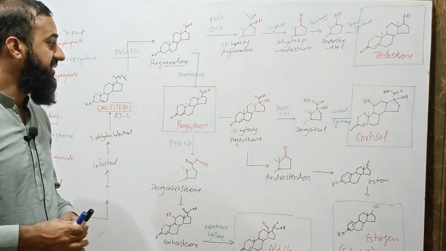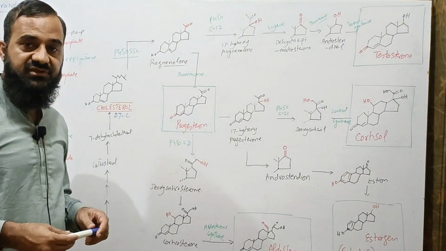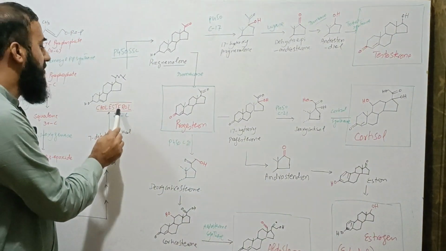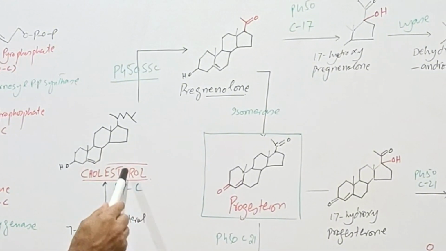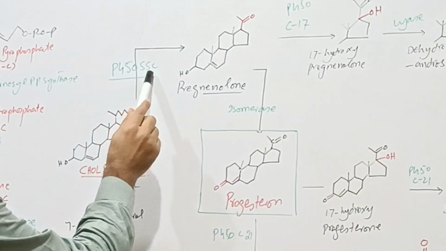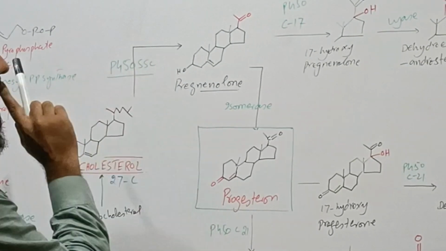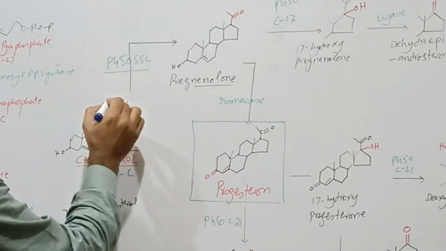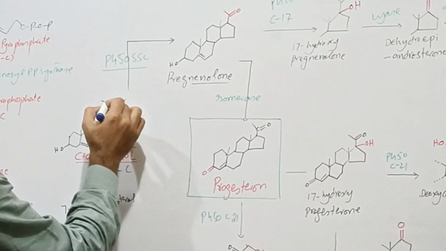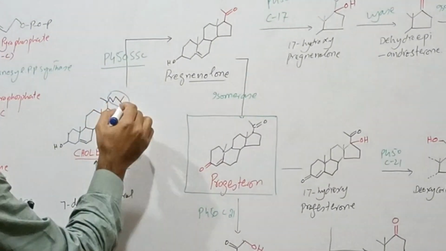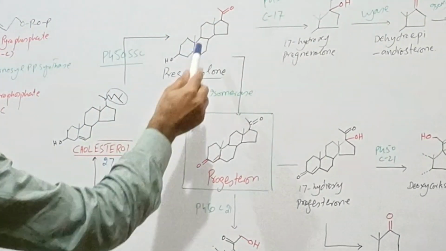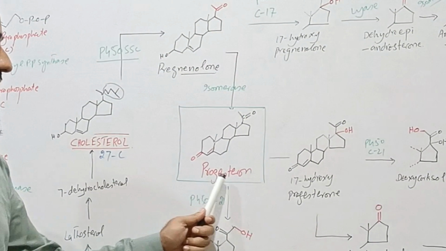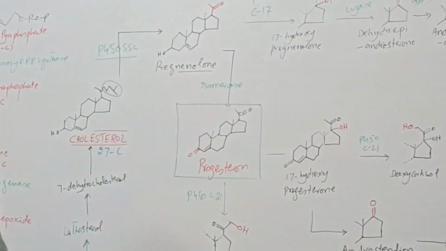Now let us discuss how other steroidal hormones are prepared. First of all, let's see how progesterone is formed. Cholesterol enters into the mitochondria, and in the presence of the P450SCC complex, it is converted into pregnenolone. So what changes occur? This carbon undergoes oxidation and this chain is removed and we get this structure. This isomerizes into progesterone. So the first steroidal hormone, the female sex hormone progesterone, is prepared through this pathway.